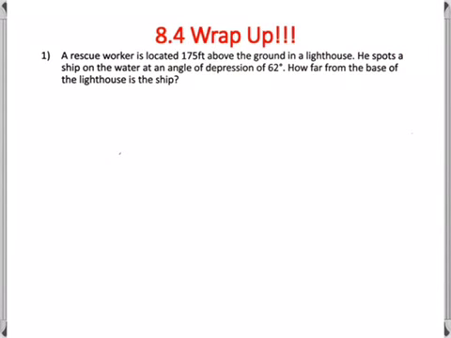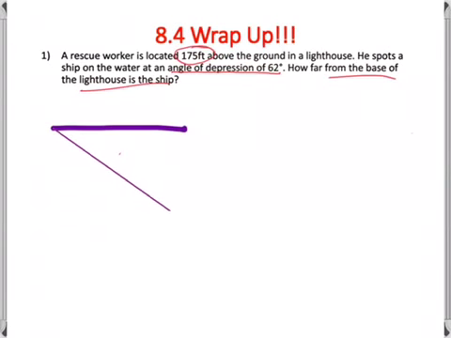All right, first problem in the wrap-up. A rescue worker is located 175 feet above the ground in a lighthouse. He spots a ship on the water at an angle of depression of 62 degrees. How far from the base of the lighthouse is the ship? Well, we're going to start with our standard angle of depression angle.